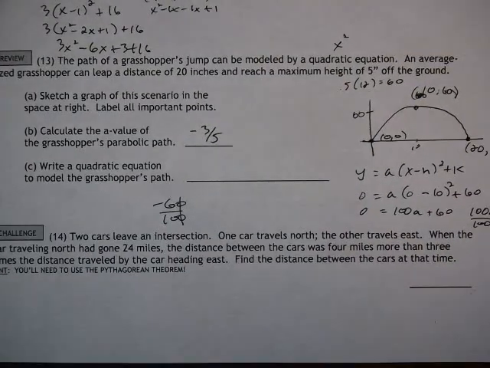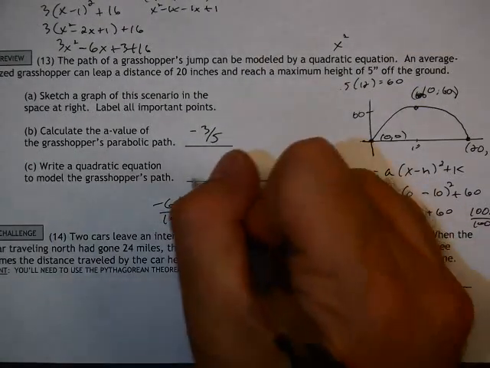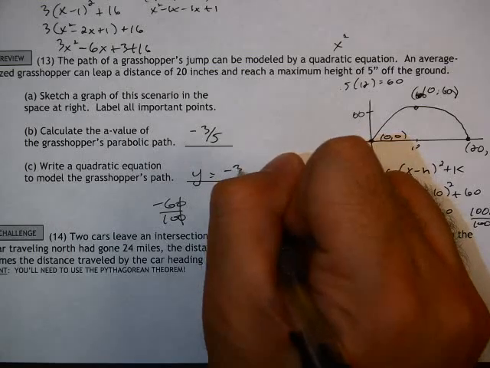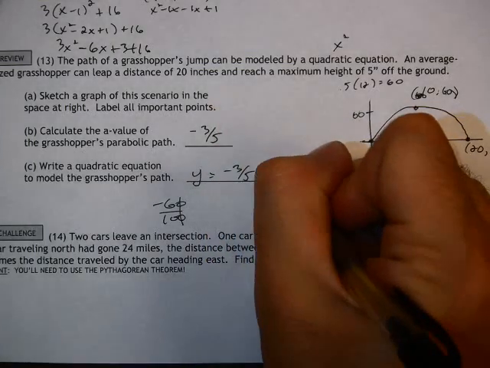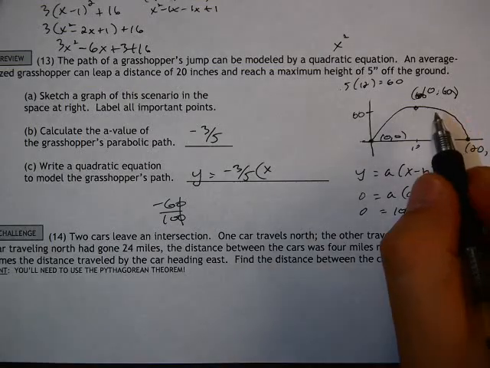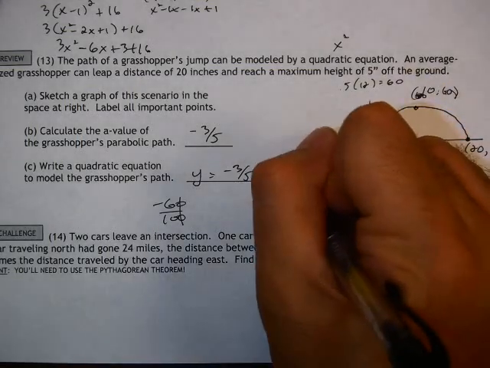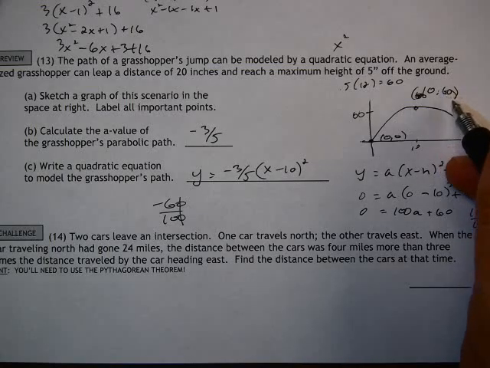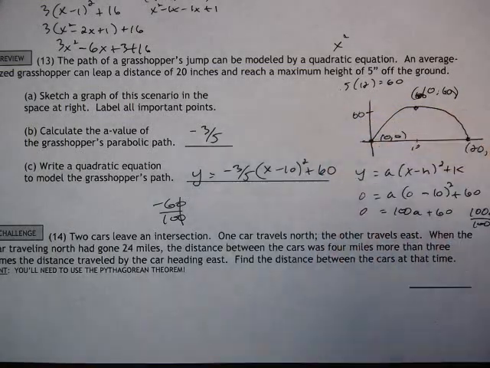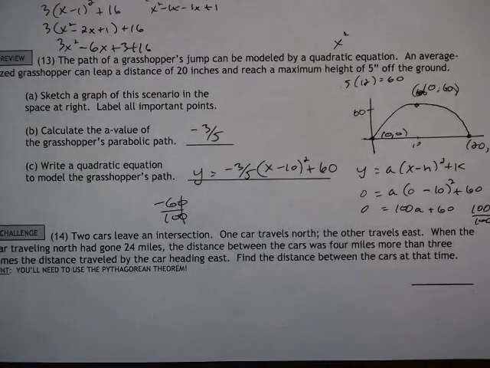Now it says write a quadratic equation to model the grasshopper's path. Y equals negative 3/5 from the a value I just got. X instead of minus h, again, that's from the vertex. Positive 10 becomes minus 10 squared. And then plus k at the very end, positive 60. There's my quadratic equation for the grasshopper.